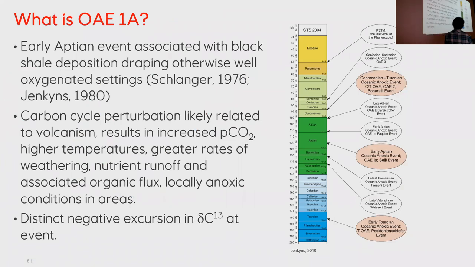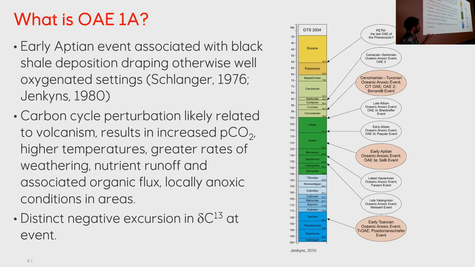So what are we looking at? What is OAE1A? OAE1A is an early Aptian event that's associated with black shale. And the black shale, we think, was deposited as a result of deoxygenation and the preservation of a lot of organic material that was living at the time. We think that this particular carbon cycle perturbation was probably related to volcanism. And it's probably the result of increased partial pressure CO2, a combination of that and higher temperatures, greater rates of weathering. We've got quite some isotopic evidence for that.